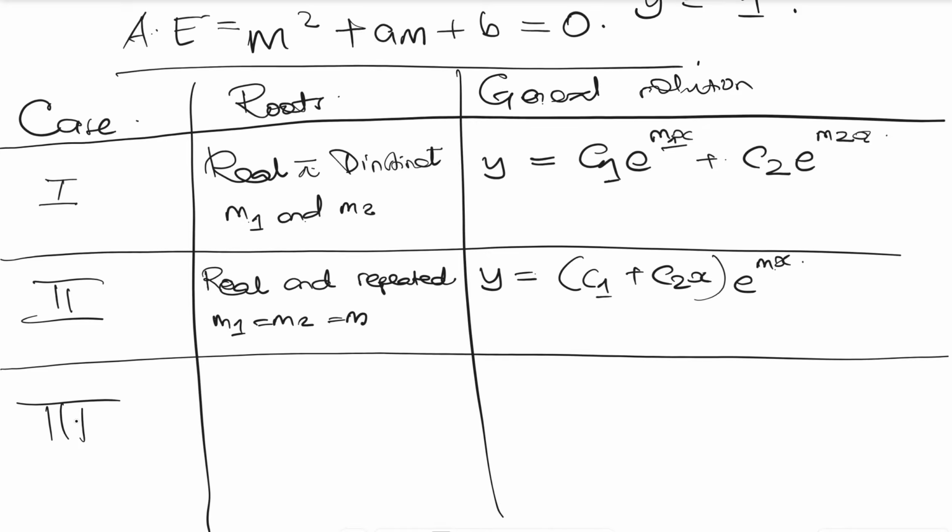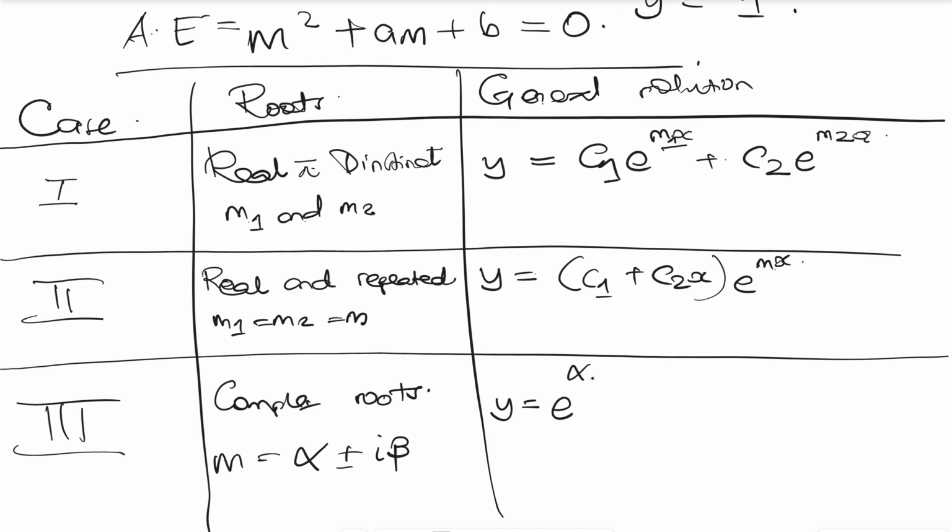Then we'll have the last case when the roots are complex roots. That is m is equal to alpha plus or minus beta i, and the solution will be y is equal to e power alpha x (c1 cos beta x plus c2 sin beta x). I think right now the introduction is done.